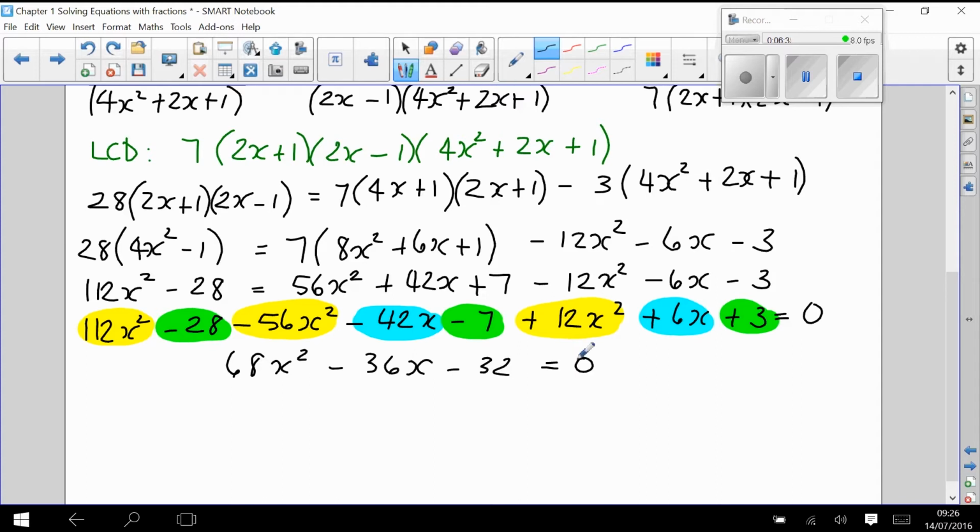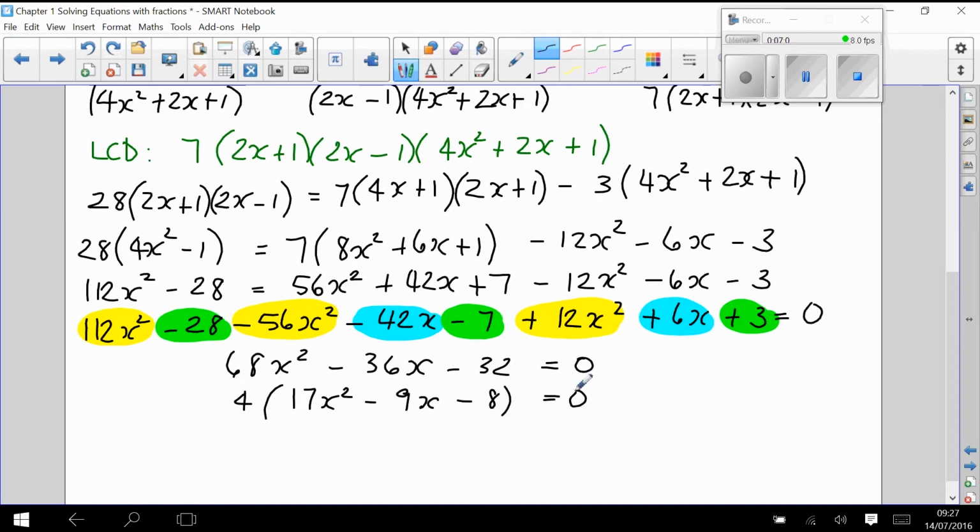Now maybe you've noticed, and it would be very convenient for you to do this, that there is a highest common factor that runs throughout these three terms. 4 can go into all of these constants. If I take 4 out as a highest common factor, my first term in the bracket becomes 17x squared. The second term, minus 9x, and the last term, minus 8.